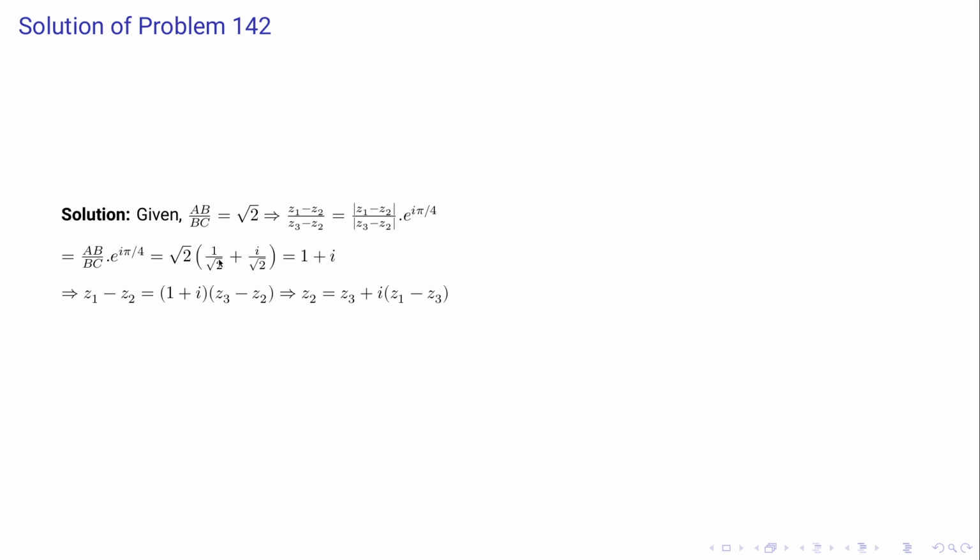Now we multiply this by root 2, which will cancel out the denominator root 2, giving us the complex number 1 plus I. So we see that Z1 minus Z2 by Z3 minus Z2 is equal to 1 plus I. So we cross multiply, we get Z1 minus Z2 is equal to 1 plus I into Z3 minus Z2. We bring out all the terms of Z2 on one side and solve, we get Z2 is equal to Z3 plus I into Z1 minus Z3.